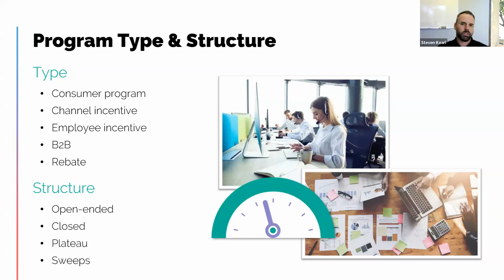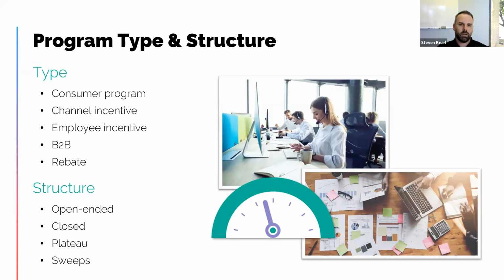And then the structure also matters. Open-ended is the same structure as a points program. They can earn points over time and then redeem those for items they want. Going back to that wish list item, you can add something to your wish list and then try to save up points to get to that. Whereas with a closed program, you probably want more of that one-to-one ratio. At the end of this program date, you will get this. So keep it simple on a closed program.